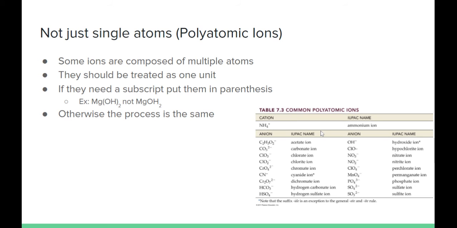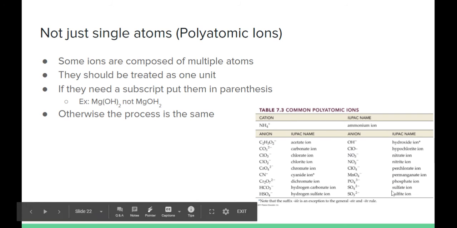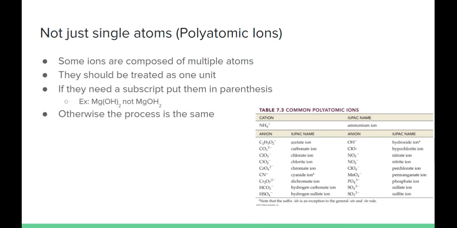One thing I do want to point out, you'll notice that almost all of these polyatomic ions are anions. They all carry a negative charge. The only one that is not is ammonium, all right? Ammonium ions are positive, so it's the same thing, though. If you're going to have another subscript here, you need to make sure you put the whole thing in parentheses before you put a subscript.